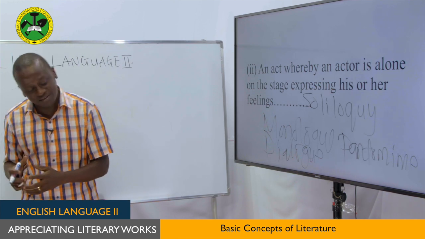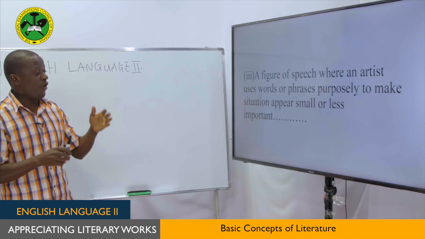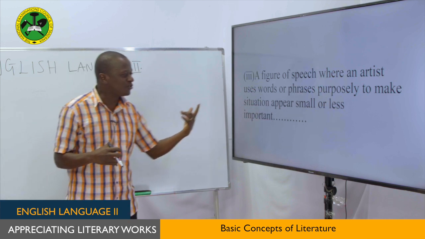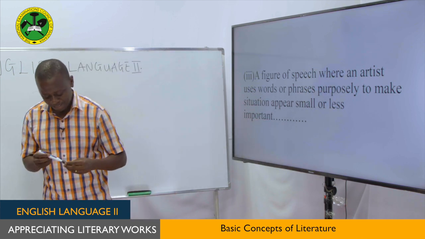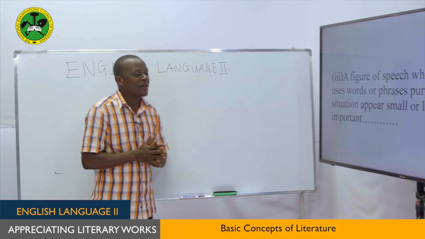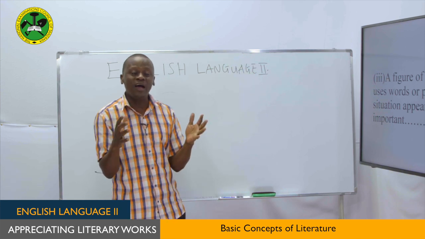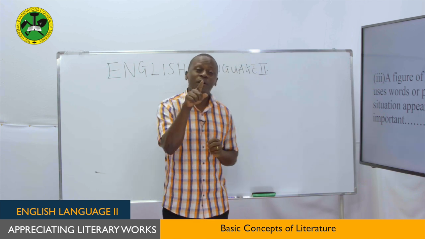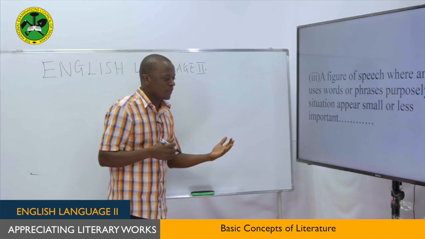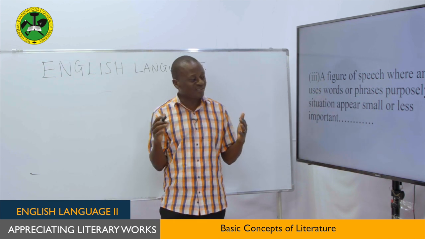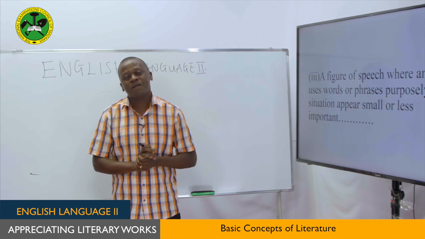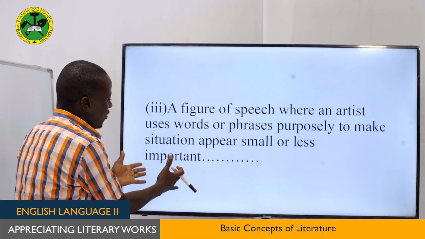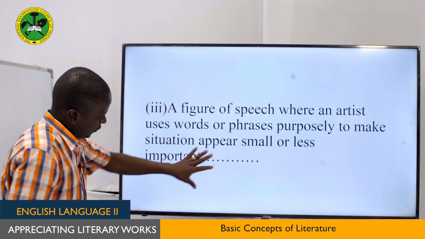My dear students, the next concept, question number 3, is the literary term that fits right here: a figure of speech where an artist uses words and phrases purposely to make a situation appear small or less important. Remember that. This is literature, my students. And literature has its own rules, own terminology, own technical terms or literary terms. So you remember very well when I was explaining the concept of hyperbole, the concept of understatement, the concept of overstatement. Now, which concept is supposed to be placed here?